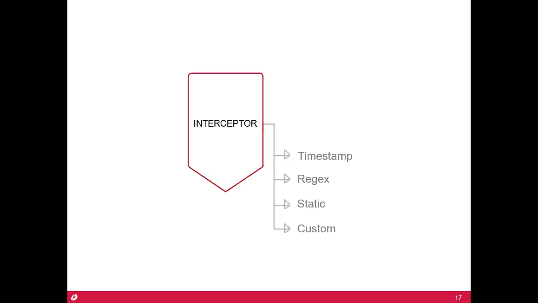Now, different interceptors exist. A timestamp interceptor allows us to add a timestamp to our header information of the event. Regex allows us to match data and make decisions based on what's in that data. A static interceptor allows us to add static information to the header of an event that we can then process later on and use as guidance or within conditional statements. And naturally, you can create your own custom interceptors.